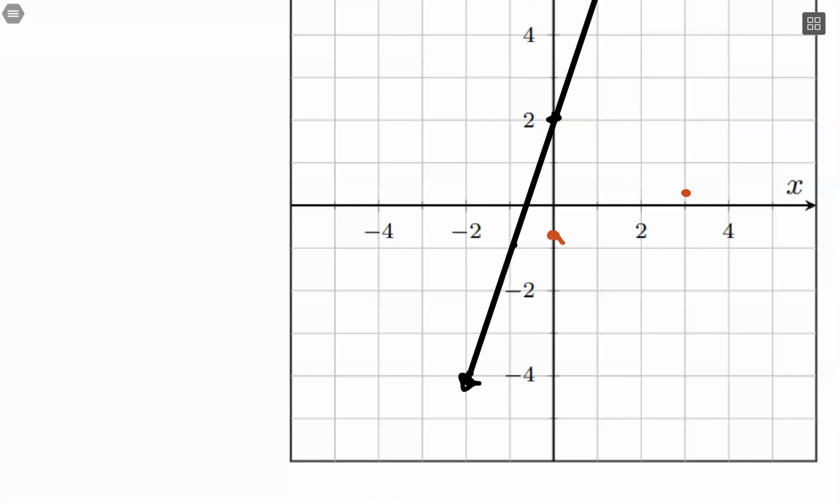I'll just do 1 backwards, so down 1. Oops, don't want to do that with my pen. Let's see. Down 1, and then left 3 for a second point right there. And then we'll just connect those. So, here is my graph of the inverse function.